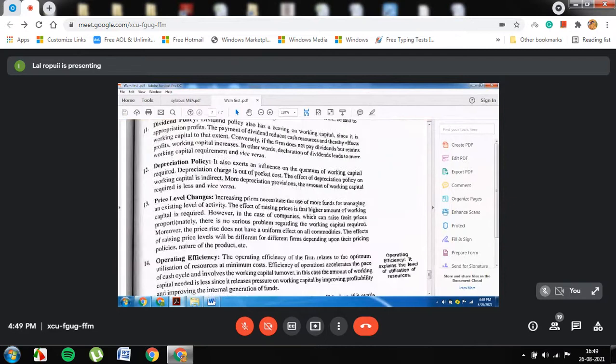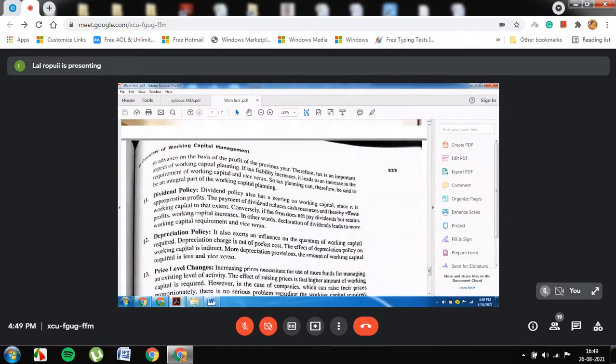And I'm almost finished, okay? Dividend policy. Dividend policy tells you whether you are going to pay out profits or earnings to your shareholders or not. If the company is following a liberal dividend policy, meaning the company often pays the shareholders their earnings, then they need more working capital.